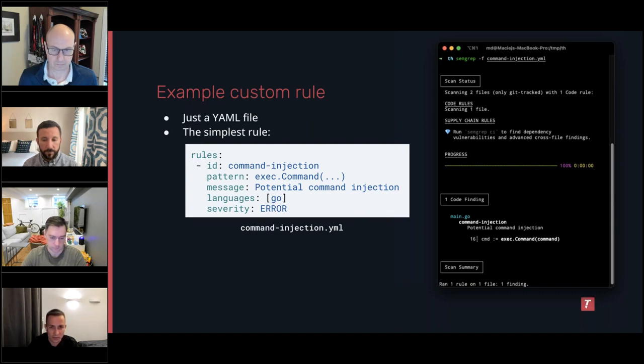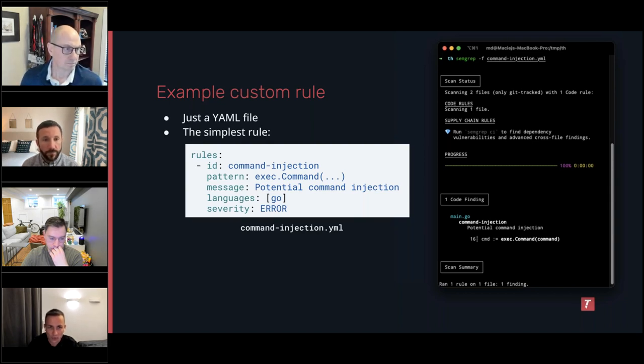Then we have pattern. It's an attribute for a piece of code to flag. What distinguishes Semgrep is that the syntax is pretty similar to the semantics of the code we are targeting. In this case, it looks for uses of the exec command with any argument, which is used in Go to execute system commands. Then we can see the message, potential command injection. This message will be displayed when the Semgrep tool detects code matching this pattern. Then we have the languages array, which specifies the programming languages this rule should be run on. And the last one is severity, which defines the severity level of the warning raised by this rule.